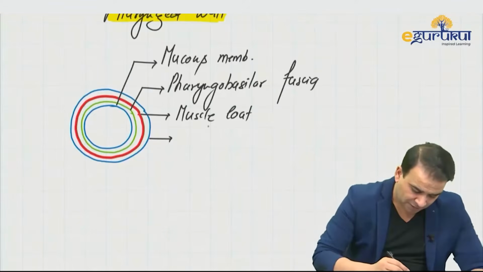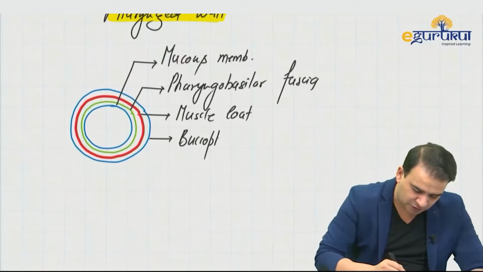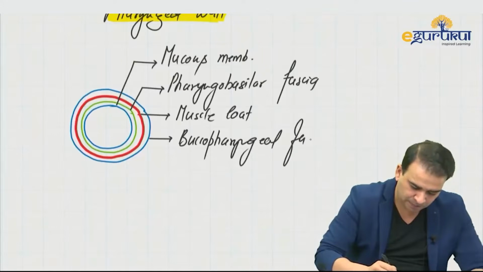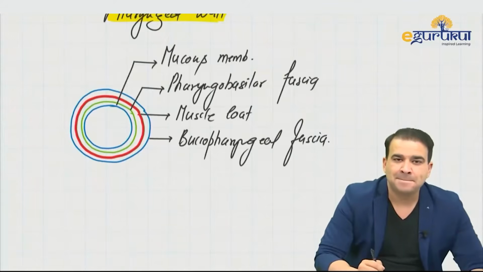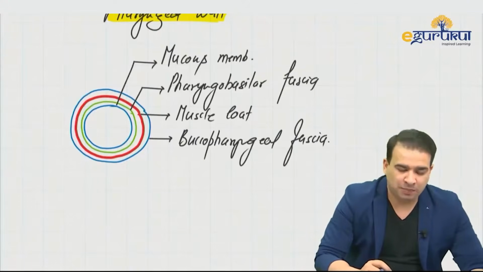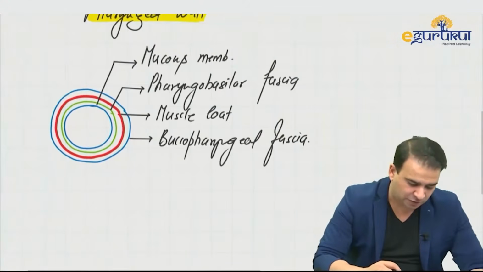And then we have this fascia which is outside, that is buccopharyngeal fascia. So: mucous membrane, pharyngobasilar fascia, muscle coat, and buccopharyngeal fascia.